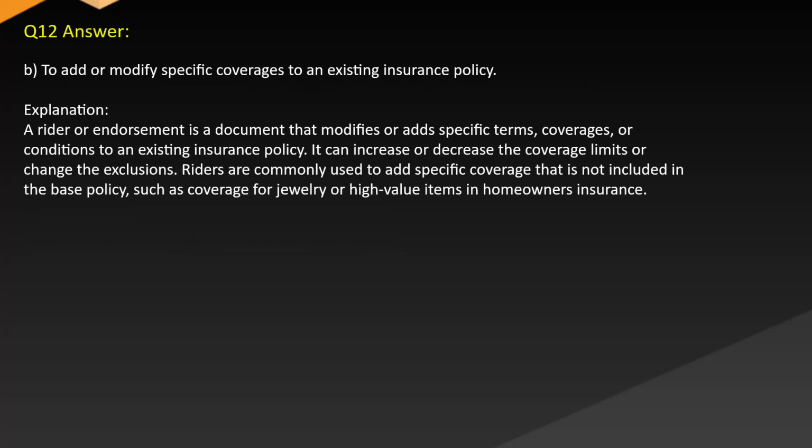Answer: B. To add or modify specific coverages to an existing insurance policy. Explanation: A rider or endorsement is a document that modifies or adds specific terms, coverages, or conditions to an existing insurance policy. It can increase or decrease the coverage limits or change the exclusions. Riders are commonly used to add specific coverage that is not included in the base policy, such as coverage for jewelry or high-value items in homeowners insurance.